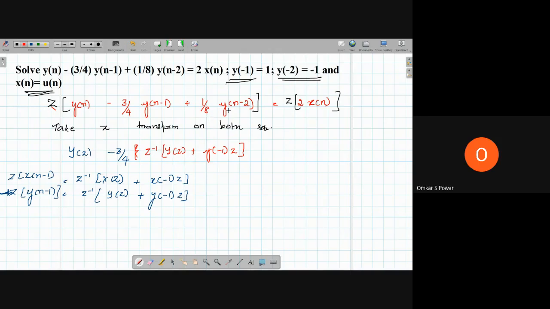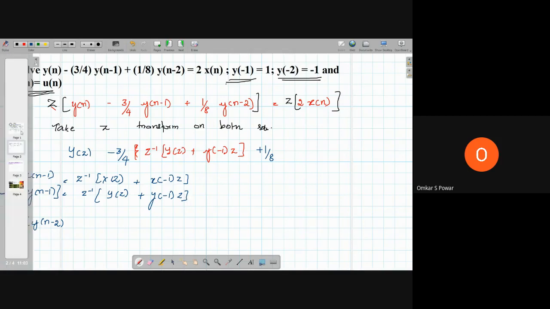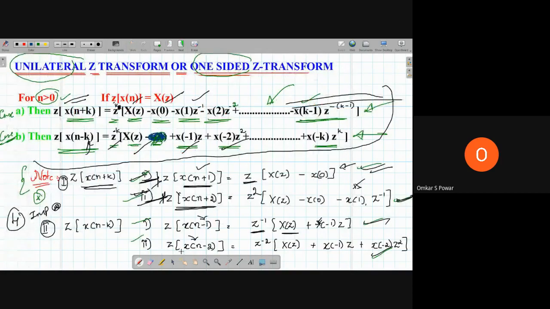Okay. Now we have the Z transform of y(n minus 2). The 1 by 8 will be as it is. What we want is the Z transform of y(n minus 2). But we'll go back to the formula again here. We have to remember the things here. If you see, the z transform of x(n minus 2) is equal to z to the power of minus 2 into X(z) plus x(minus 1) into z plus x(minus 2) into z square. So using that formula, we have to get that.